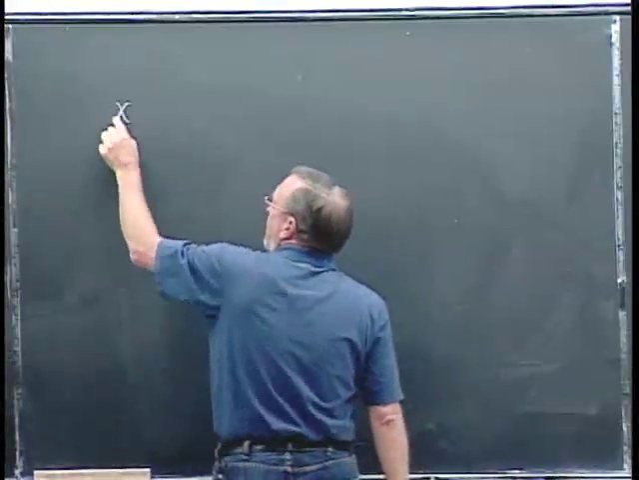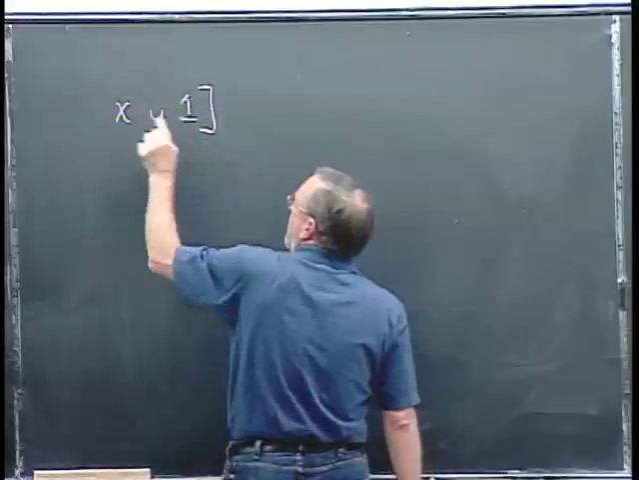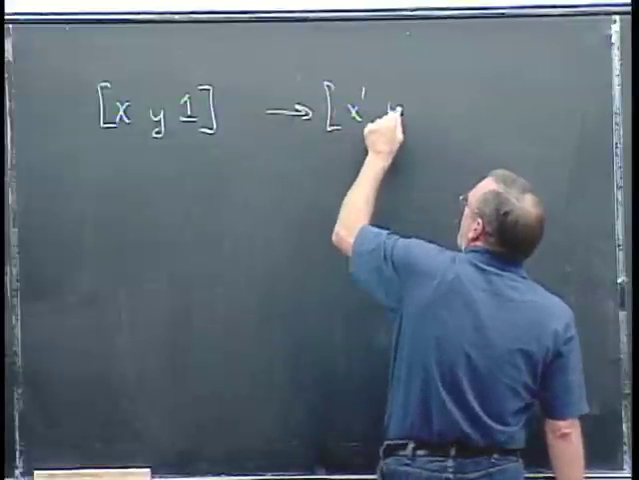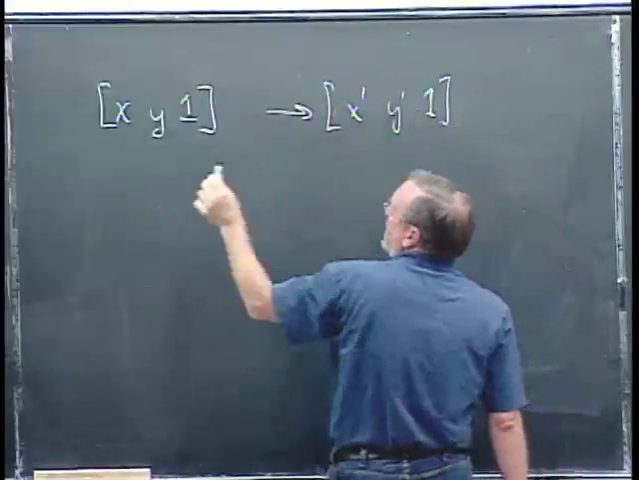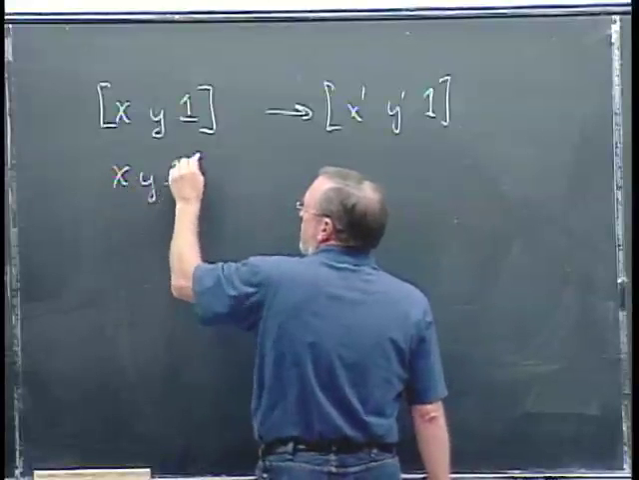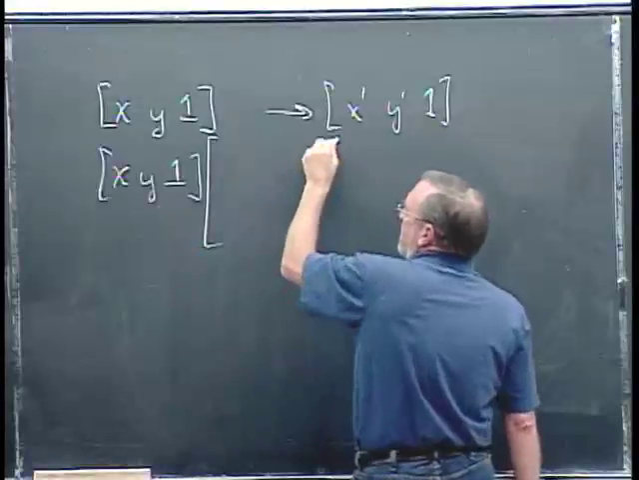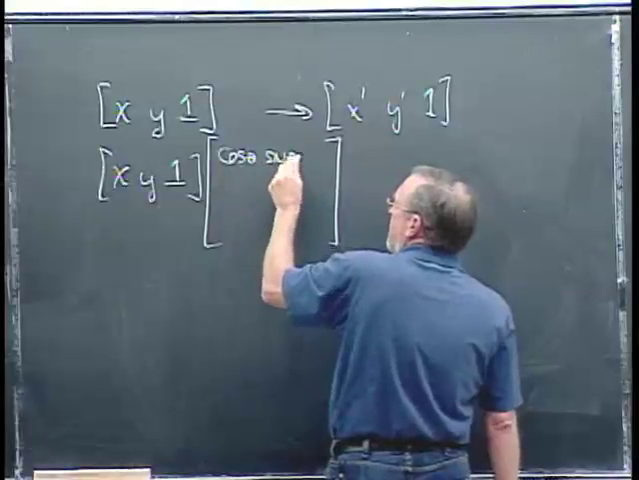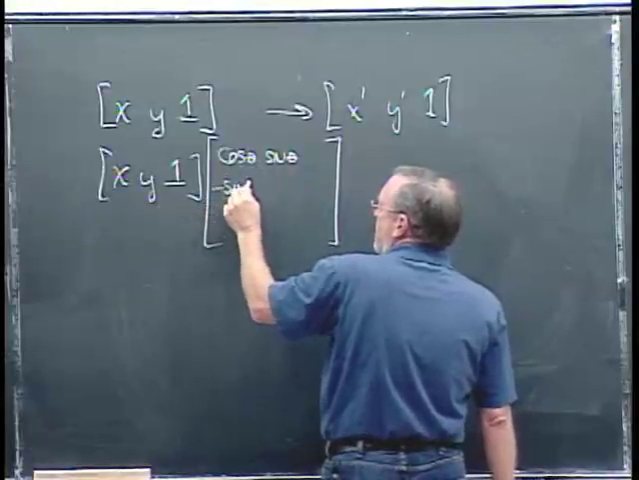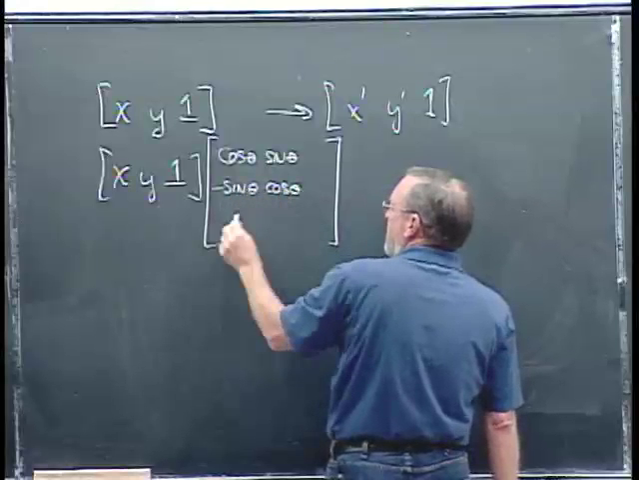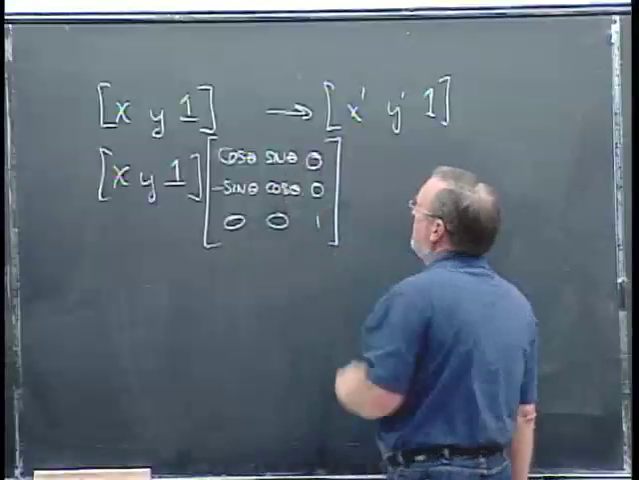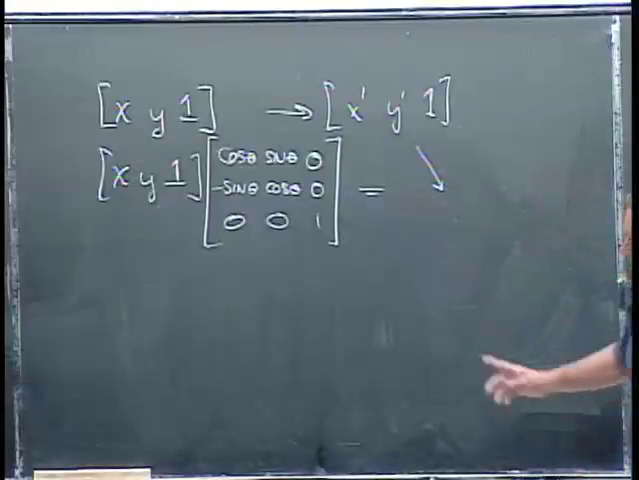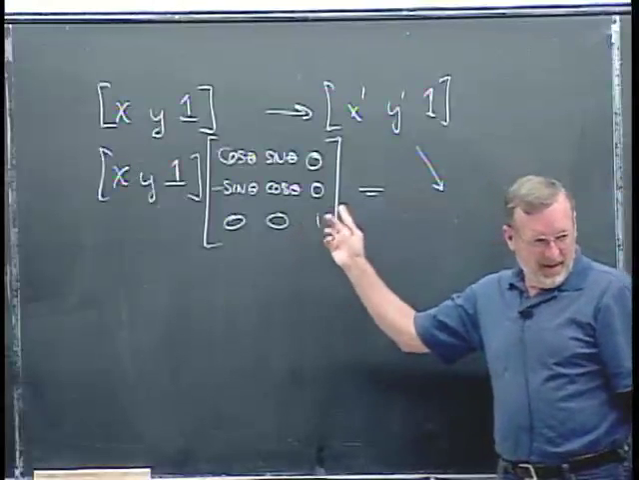So if I get x, y, 1, how do I get x prime and y prime out? Right? And 1. Then I take x, y, 1, and here's the matrix. You have to stare at it a bit. The matrix looks like cosine theta, sine theta, minus sine theta, cosine theta, 0, 0, 1, like that, I think. See it? Takes a little bit of work to get there.